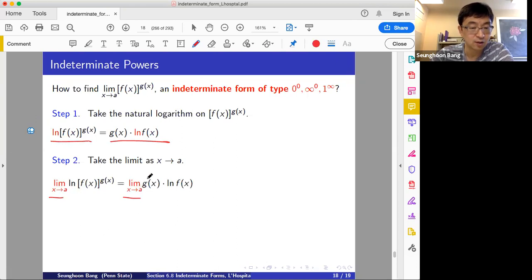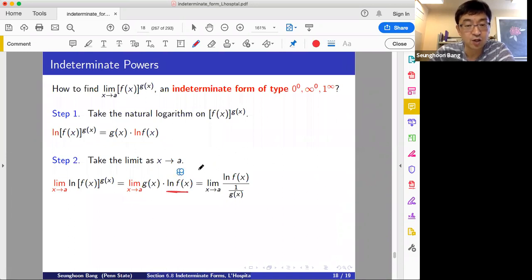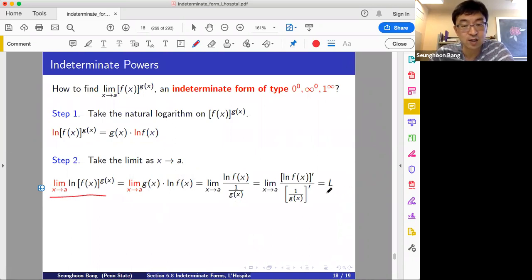So how can you do that? This case is exactly 0 times infinity or infinity times 0 form, exactly the indeterminate product form. How can you solve it? You can change it to a fraction. As I said before, ln function going to the top is better, and g of x is going to the bottom. You have to use L'Hopital's rule and find the answer. So the answer of the limit of g of x times ln f of x is L.